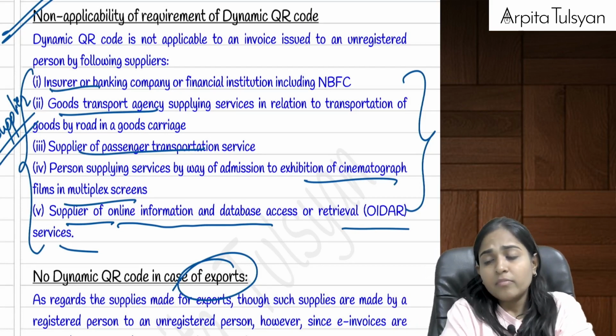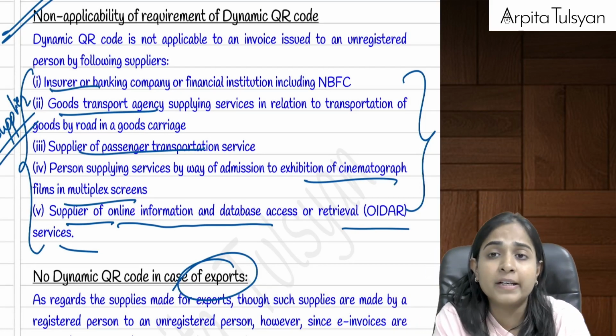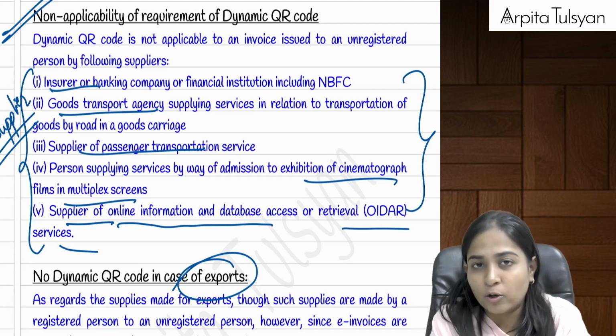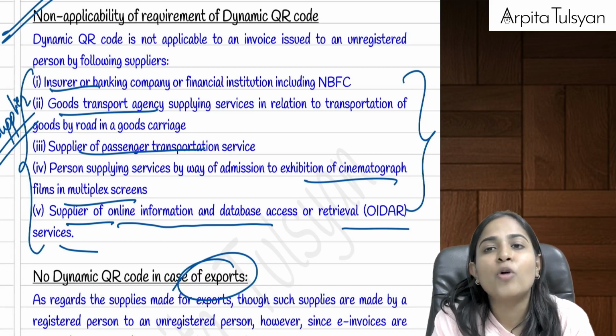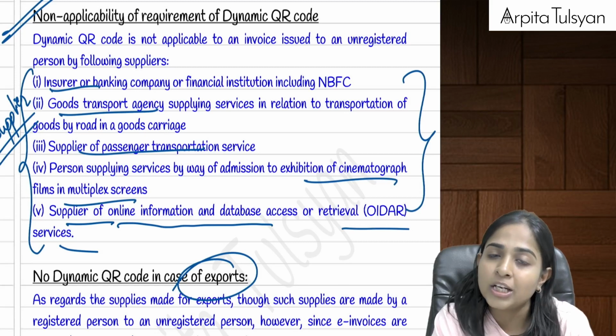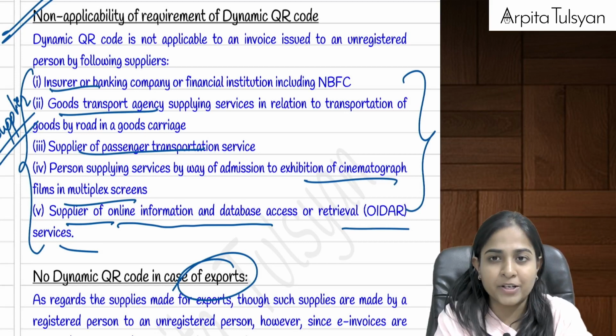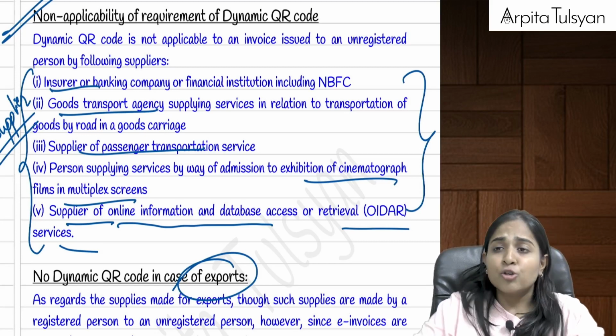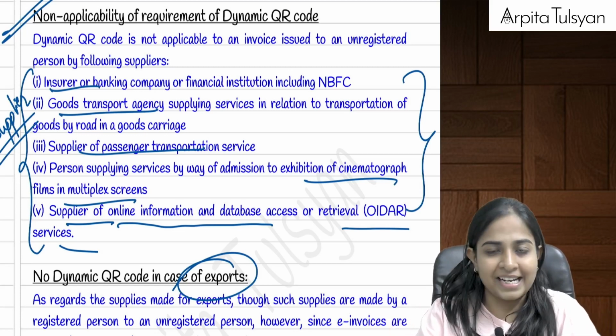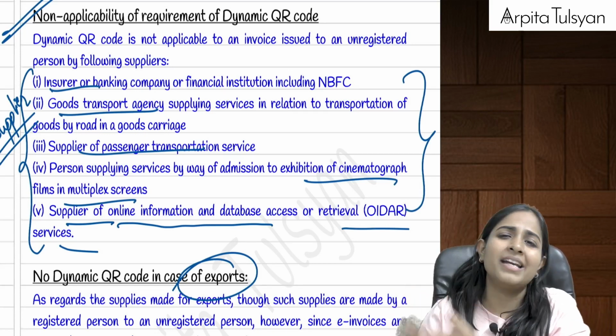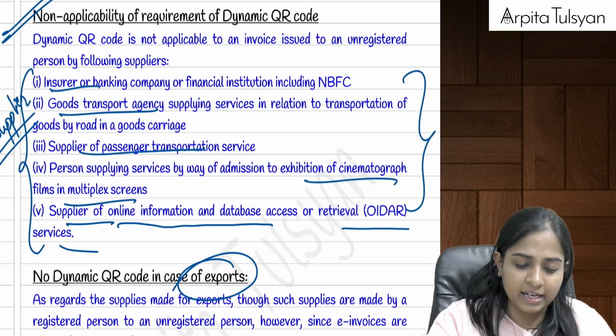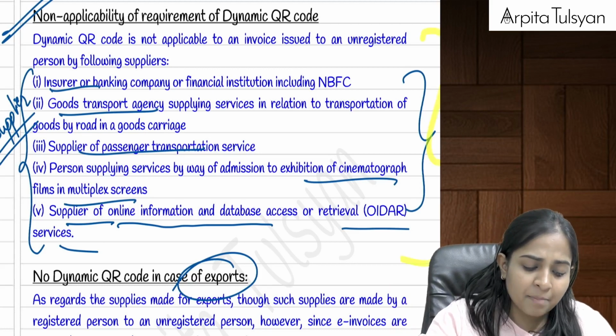So the default provision is that a dynamic QR code should be present on the invoice. But sometimes they show you the QR code in advance on the POS machine and then the invoice is generated. So you have already made the payment using that dynamic QR code, and the dynamic QR code is again not required to be printed on the invoice. Then there are some suppliers.